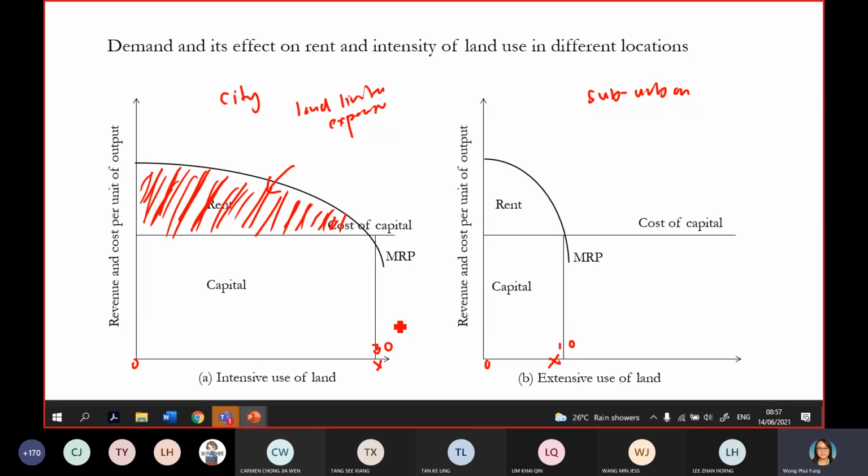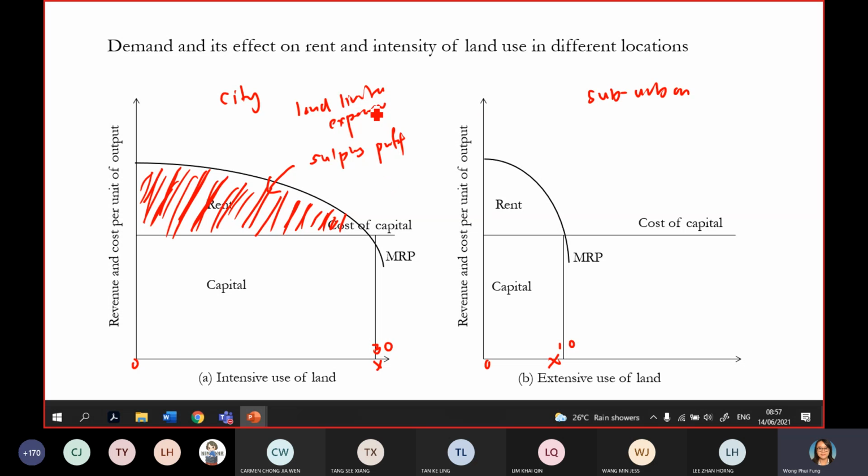So why do they need to build higher? You have to listen carefully to the explanation. They need to build higher because they have to maximize the surplus profit. Very good. They have to maximize the surplus profit in order to cover the expensive land cost. That is the reason why they have to build higher.